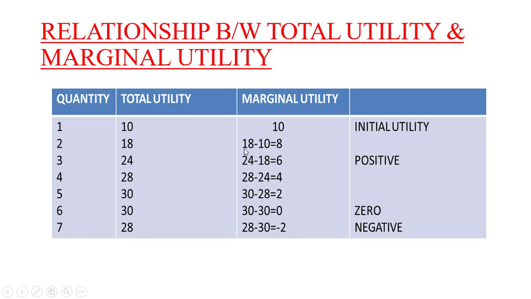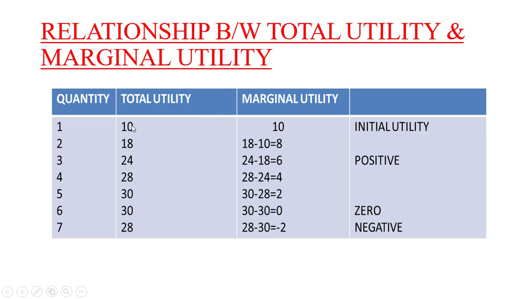Now in this position, when you see, whenever the total utility is increasing, you see here 10, then 18, then 24, then 28, then 30, then 30, then it is reducing, right? So you have to be very careful in this table while understanding the law of diminishing marginal utility, what it says. It has a relationship between what? Total utility and marginal utility. Now total utility will increase. How it is increasing? 10, 18, 24, 28, right?